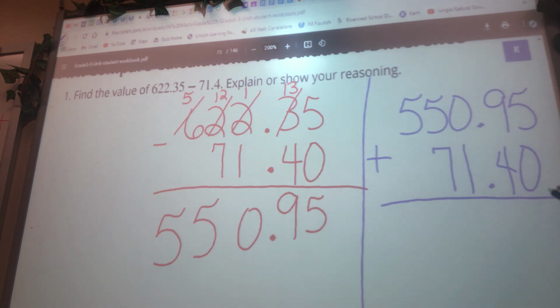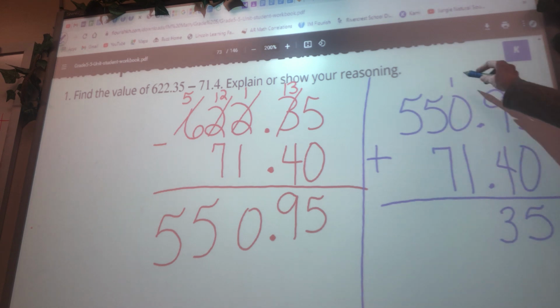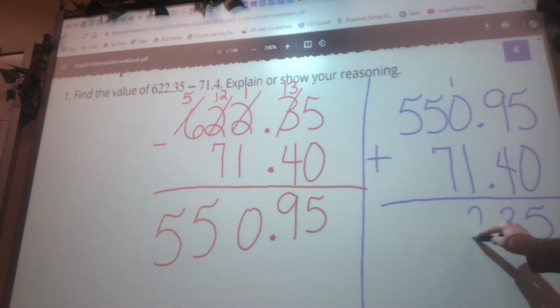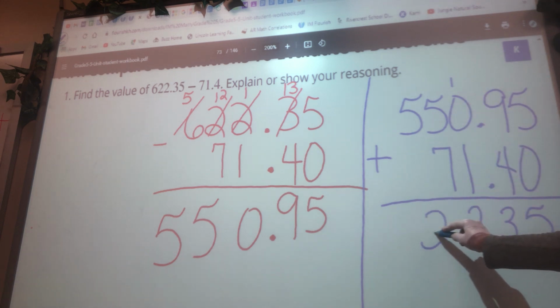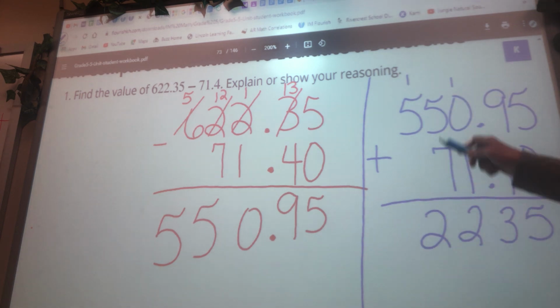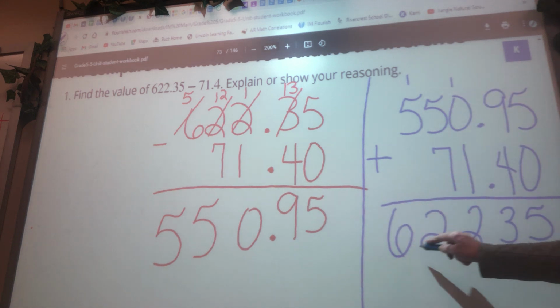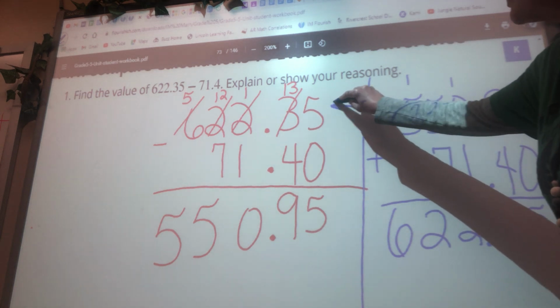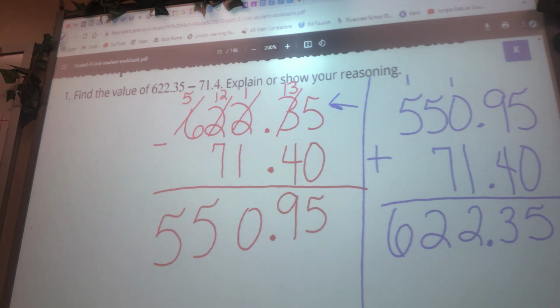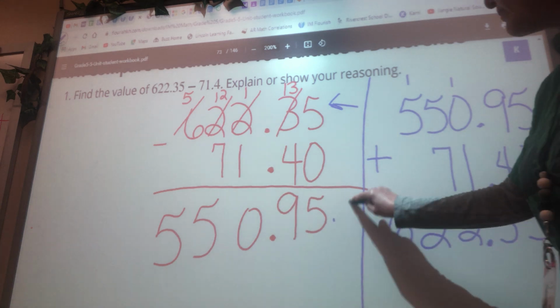So we have 5 plus 0 is 5. 9 plus 4 is 13. 1 plus 1 is 2. 5 plus 7 is 12. Carry the 1. And 5 plus 1 is 6. And if we drop that decimal down, we have 622 and 35 hundredths. And that is what we started out with in the beginning. So yeah, our answer definitely checks out.